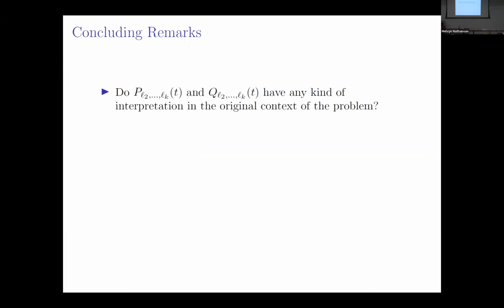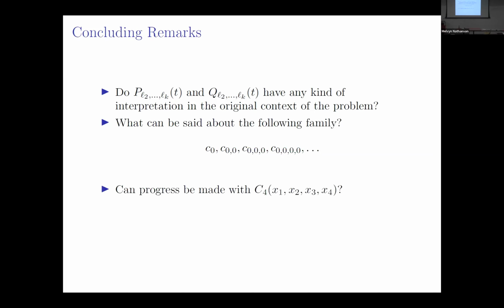So, some concluding remarks. I'm interested more in figuring out those polynomials that were associated with the generating functions in a single variable. Do they have any kind of interpretation in the context of the problem? What can I say about the following family? It seems like the polynomials associated with this family, where you're just increasing the number of indices and making them all 0, have some kind of relationship there. What can be said about that kind of thing? Can progress be made in C4?